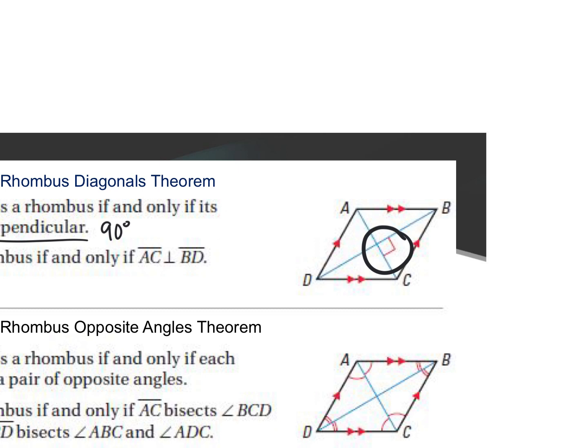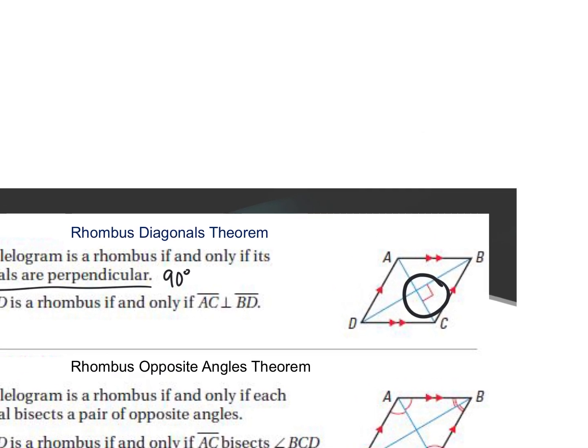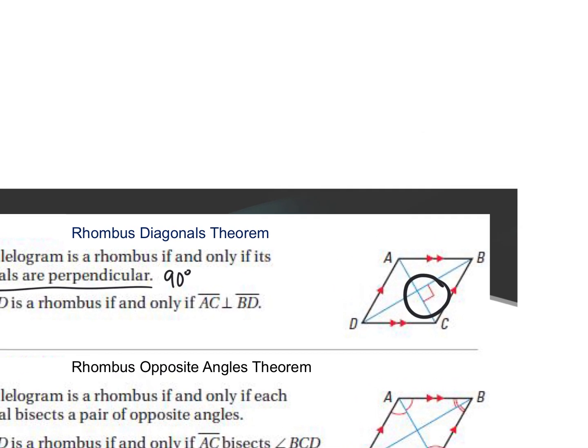And that was for what shape? Rhombus. Does it do this for a rectangle? No. Does it do it for a square? Yes. Why does it do it for a square? Aren't squares rhombuses? Yes. Keep that in mind, okay?